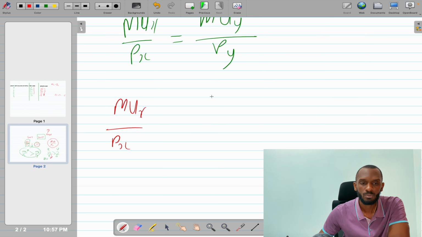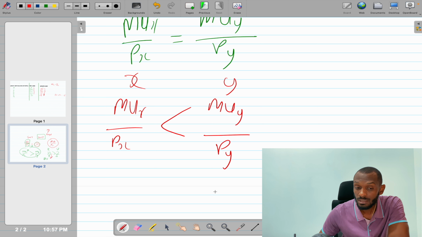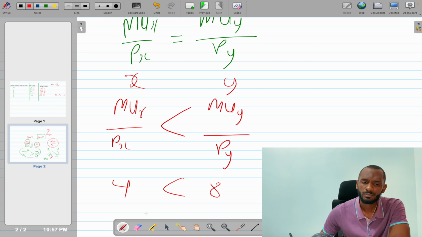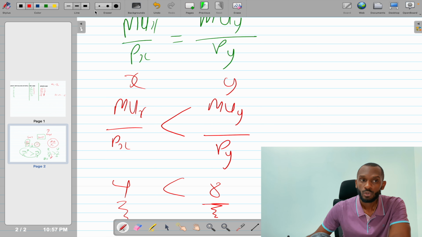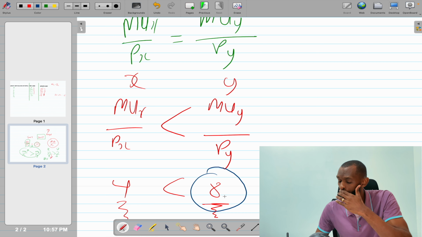What if the MU price ratio looks like this, where it is less? What would you purchase more of, good X or good Y? We could add numbers to it if you like. 8 is greater than 4. So if you're going to get more utils per dollar here rather than here, you are going to buy more of good Y. I didn't mean for that to rhyme, but it just happens.